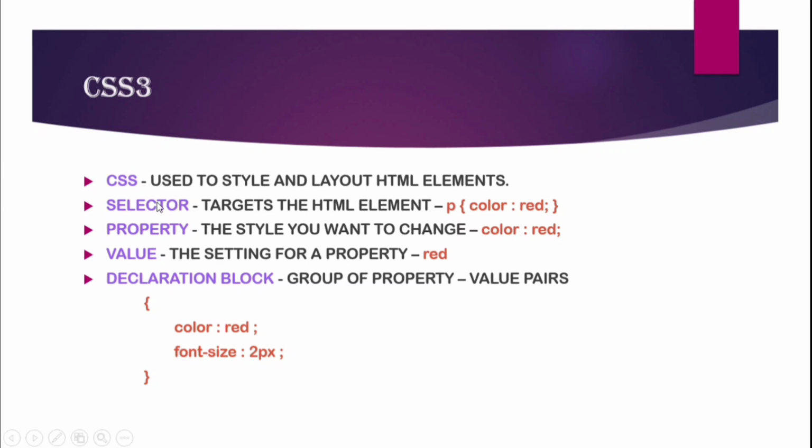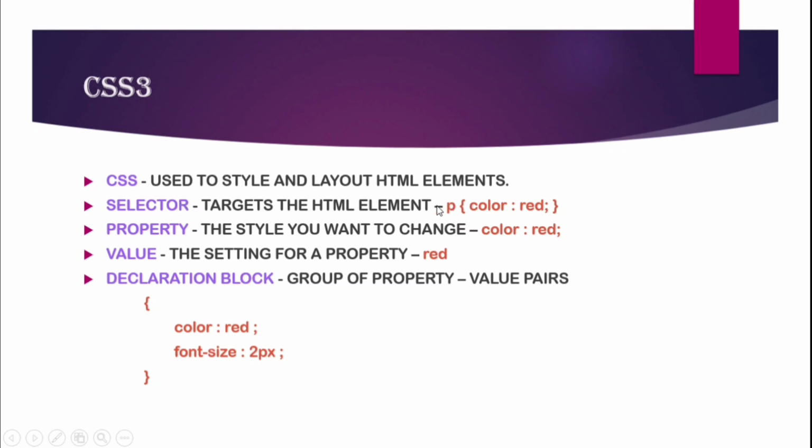So what is a selector? A selector is nothing but something that targets an HTML element. P is nothing but the paragraph element. So what does the selector do? To add color to that particular paragraph, we have to mention P, and inside the curly brackets you can mention the color, or the background color that you want to change for the paragraph element. If you want to add a font size, you can mention it here. This is nothing but a selector, how you select a particular HTML element.